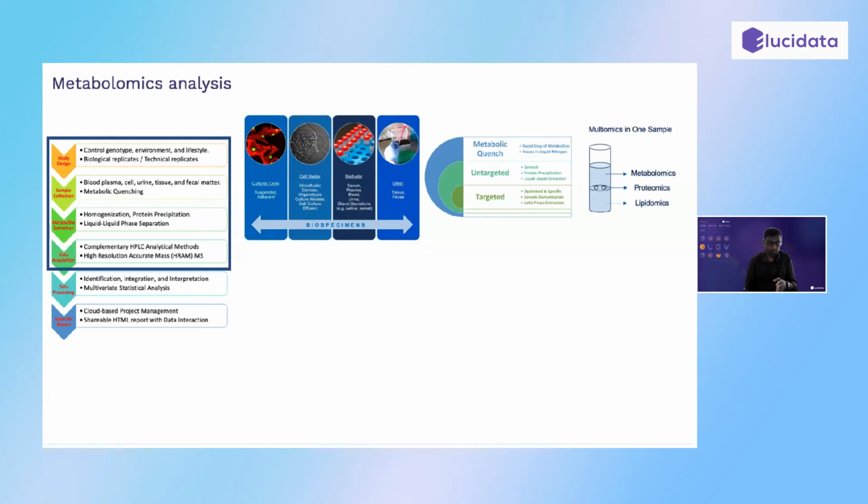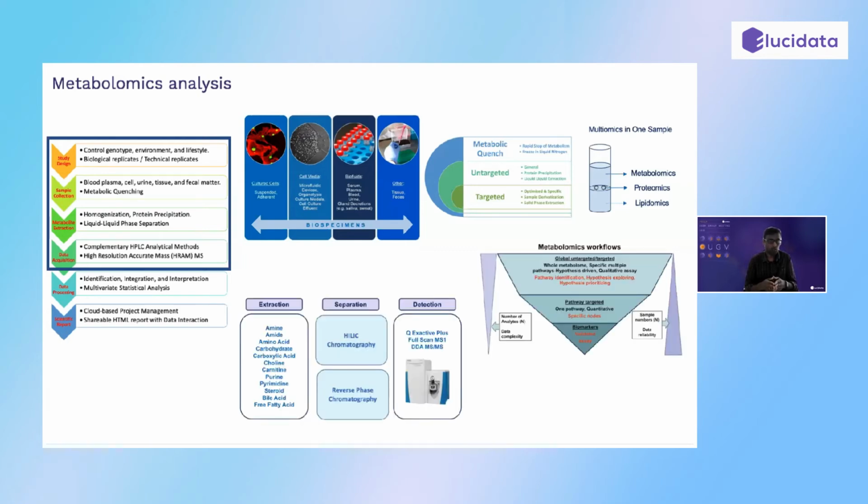and also enable different workflows. Either it can be a global untargeted workflow, or a global targeted workflow, or a specific pathway targeted workflow, or even a couple of biomarker validated assays. And all of this, we are enabling through complementary HPLC analysis techniques, including HILIC and reverse phase chromatography, to evaluate a broader characterization of this known metabolome.